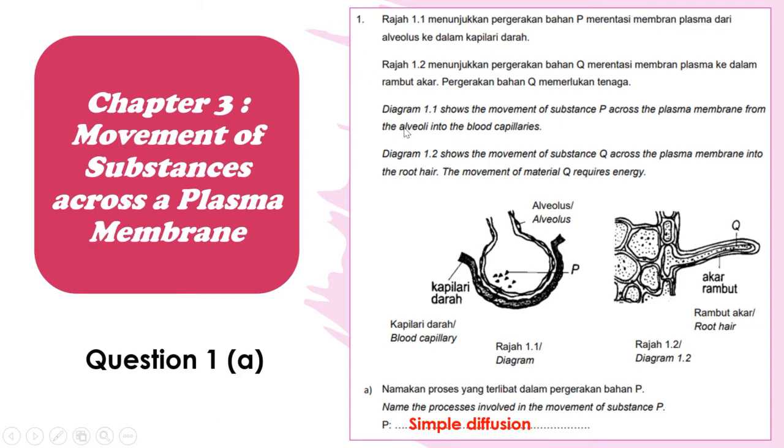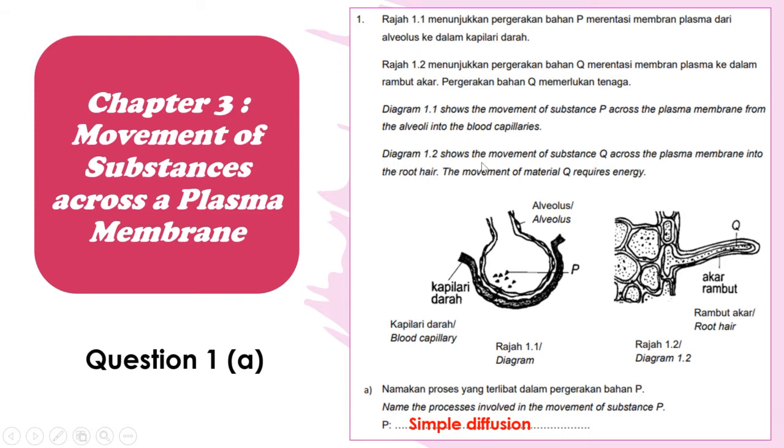Alright, question 1. Diagram 1.1 shows the movement of substance P across the plasma membrane from the alveoli into the blood capillaries. Okay, so if we take a look at the diagram here, we can see that substance P moves across a plasma membrane from the alveoli to the blood capillaries. Okay, now let's go to the next sentence.